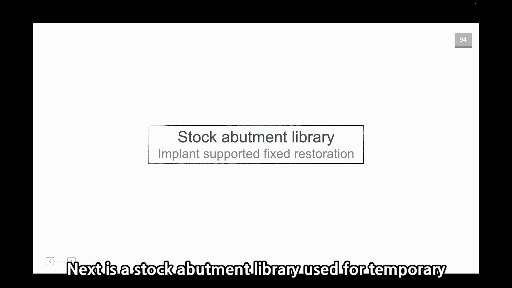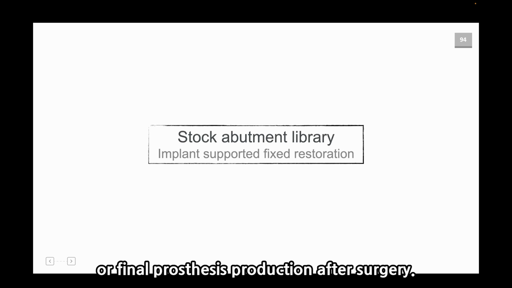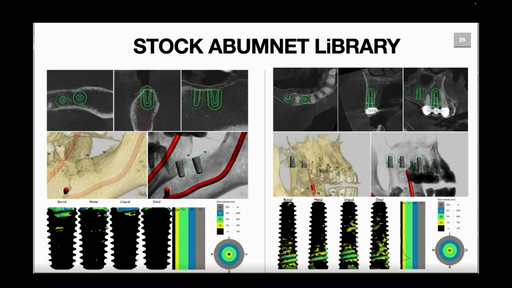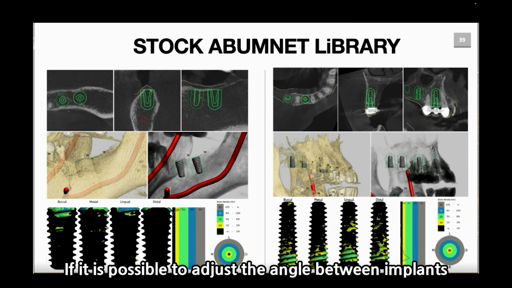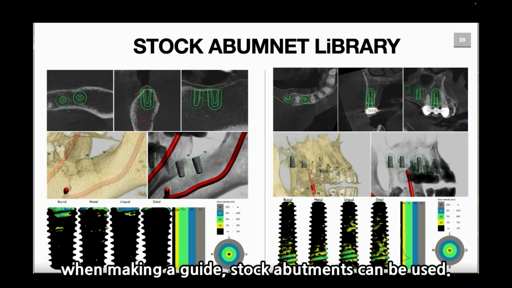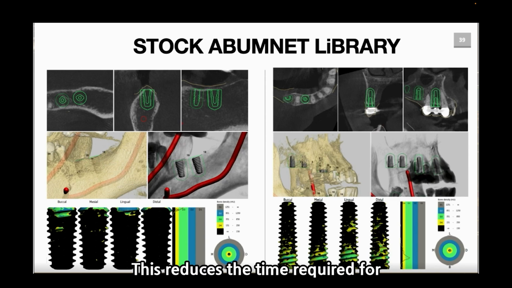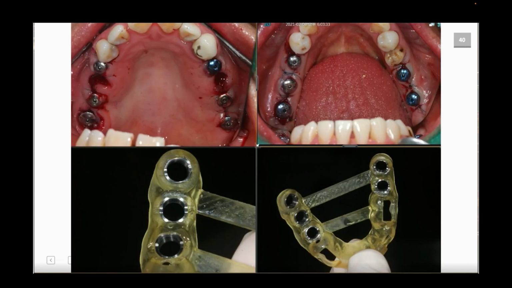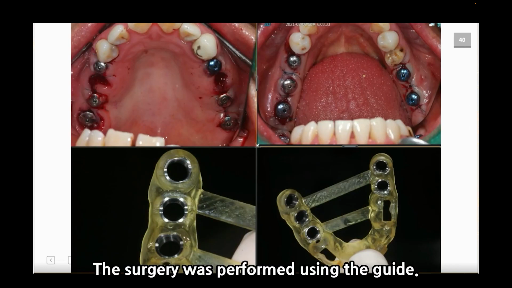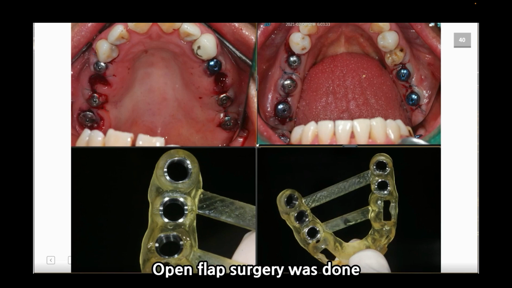Next is a stock abutment library used for temporary or final prosthesis production after surgery. If possible, to adjust the angle between implants when making a guide, stock abutment can be used. This reduces the time required for custom abutment processing. The surgery was performed using the guide, often flap was done due to insufficient attached gingiva.